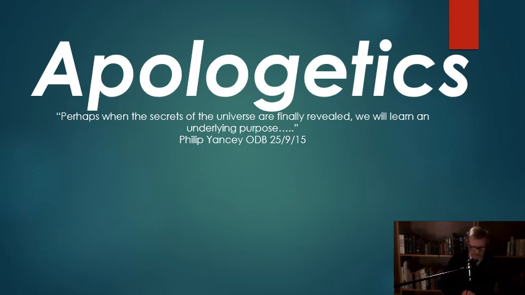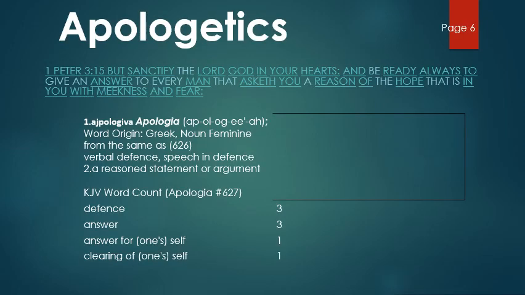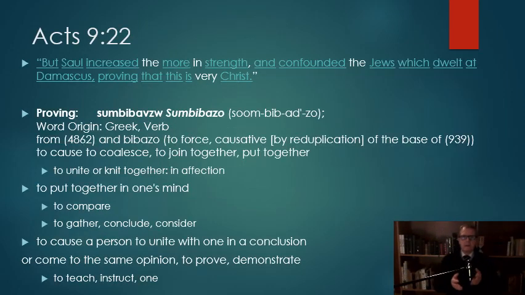And let's now look at Acts. First we go to the next slide. In this case we have Acts 9 verse 22: But Saul increased the more in strength, and confounded the Jews which dwell at Damascus, proving that this is very Christ.